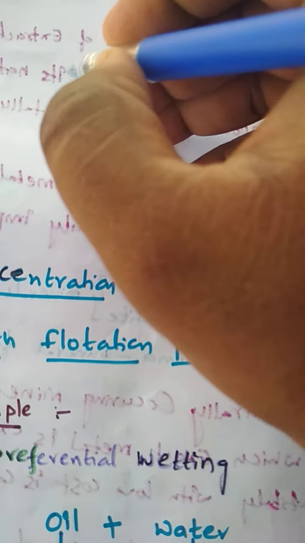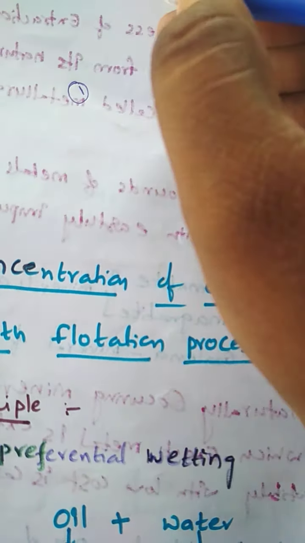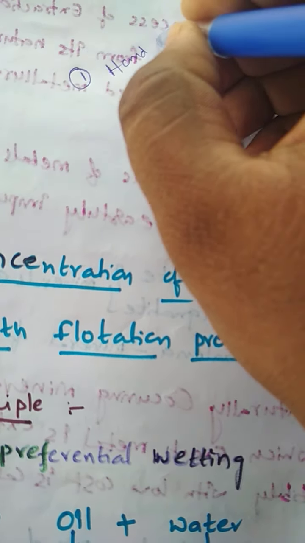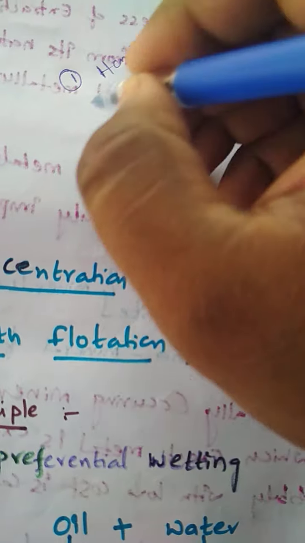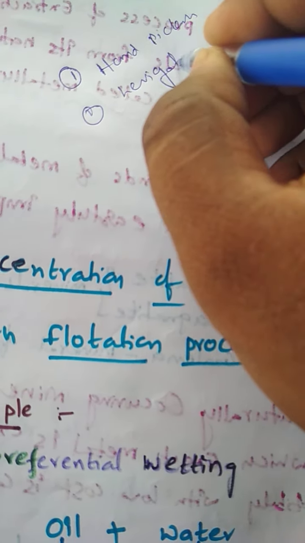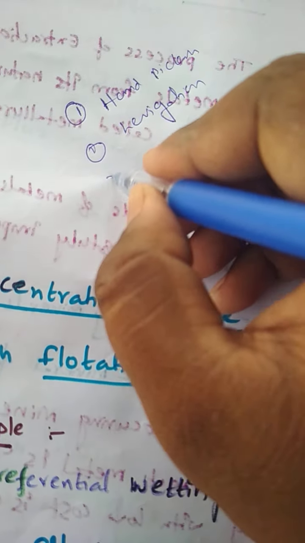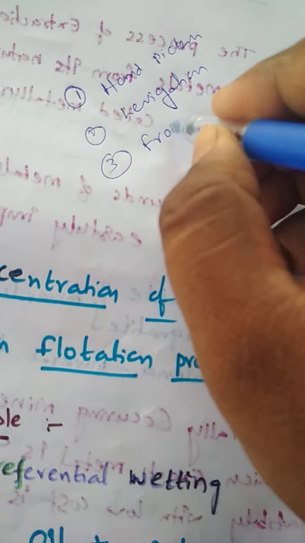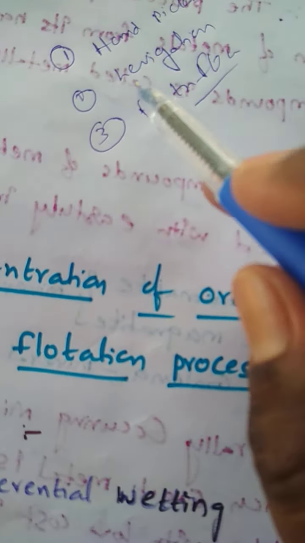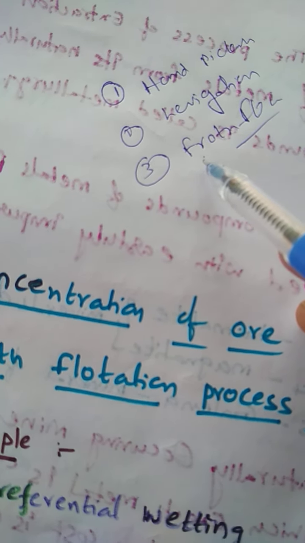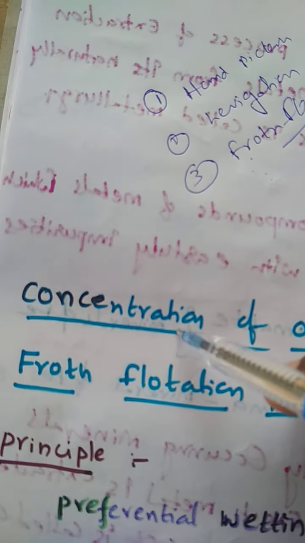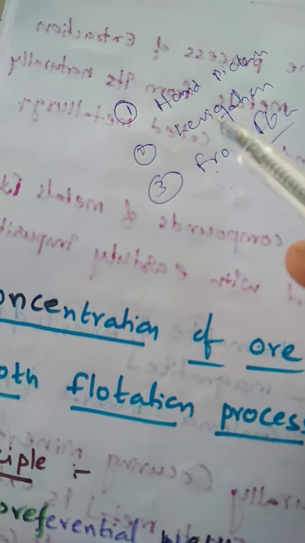For this concentration, mainly we have three methods. The first one is the hand picking method. The second one is the levitation method. And the third one is the most important topic, that is the froth flotation. So these three methods are used to remove the impurities from the ore. The process is called the concentration or dressing.